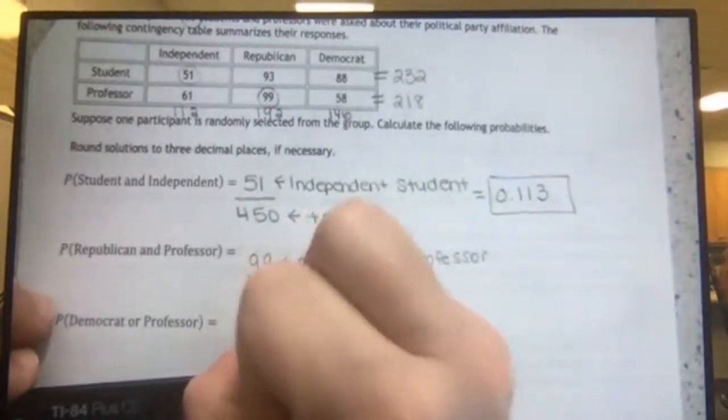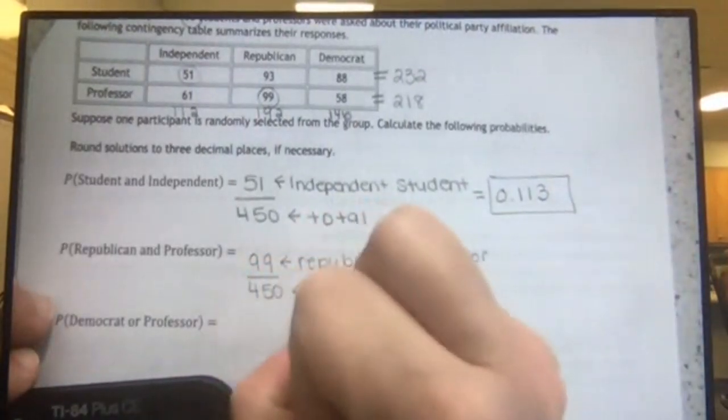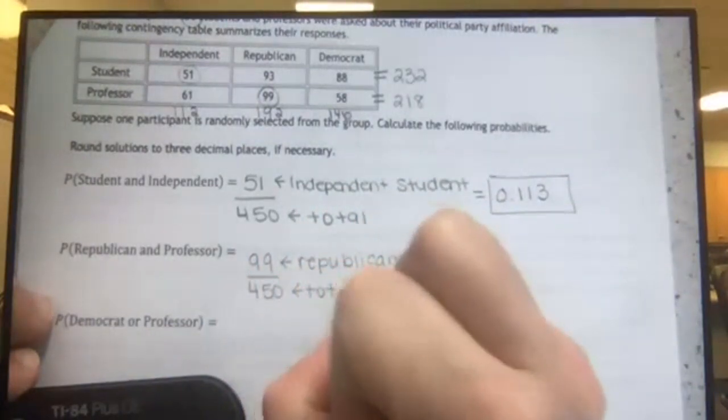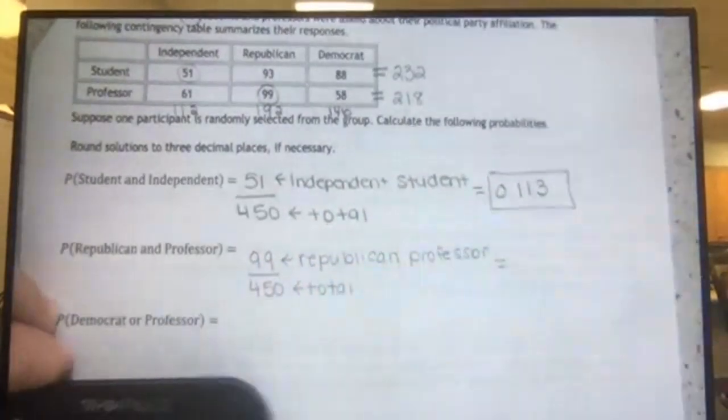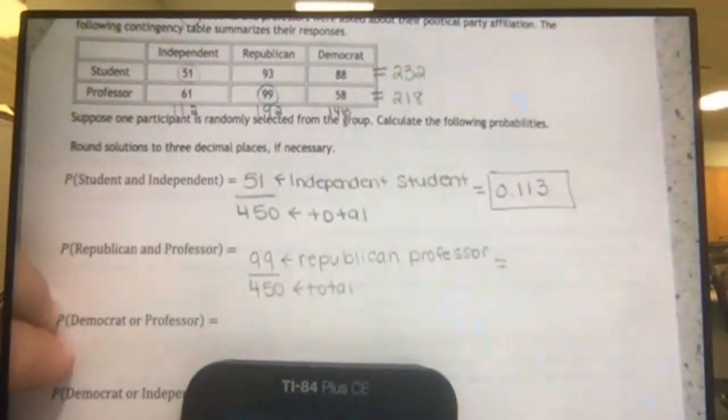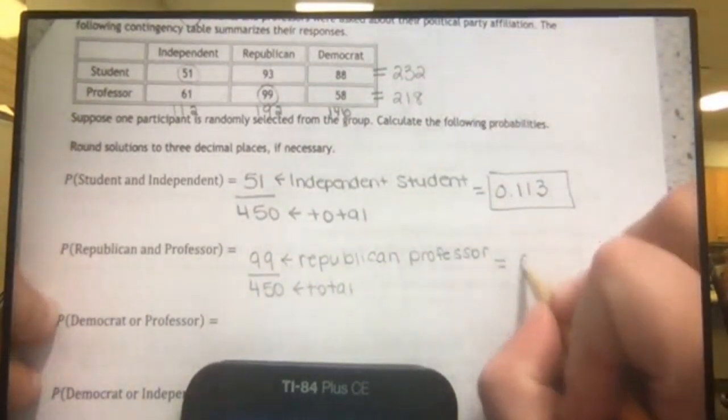Out of our 450 total. So 99 out of our 450 would give us 0.22.